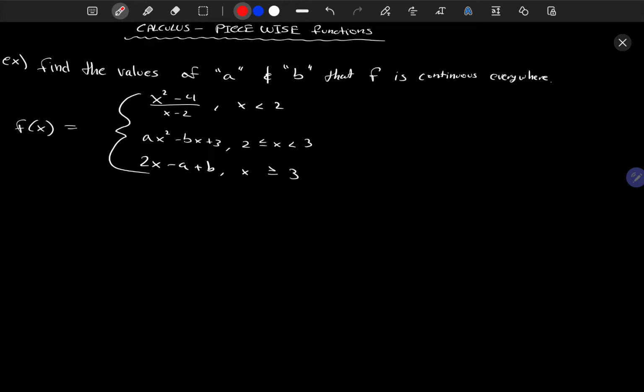So if I recall, the domain of any rational function is all real numbers except for those that make the denominator 0. So as long as Q of x is not 0, then the domain is all real numbers. Let's just keep that in mind.